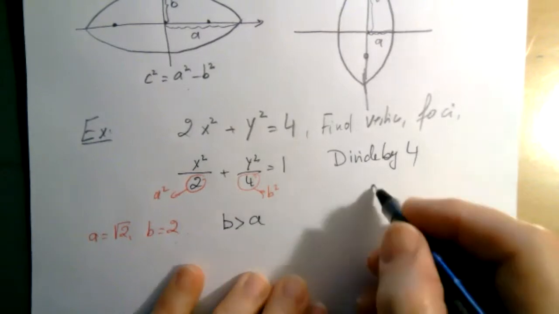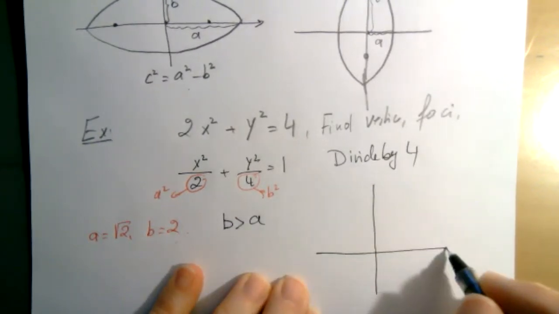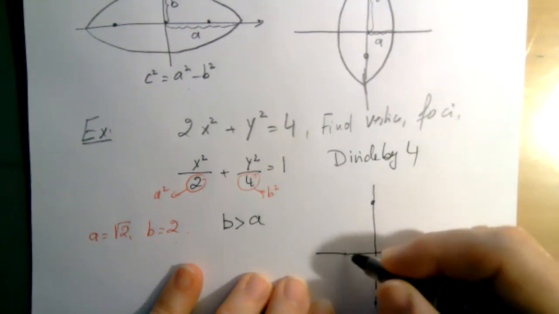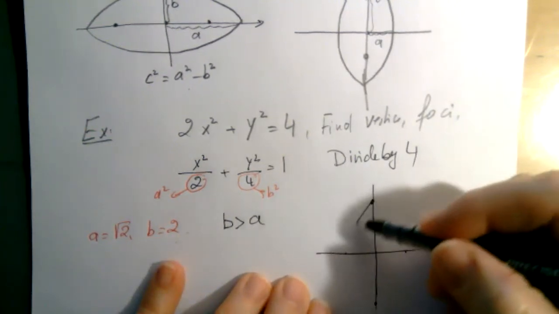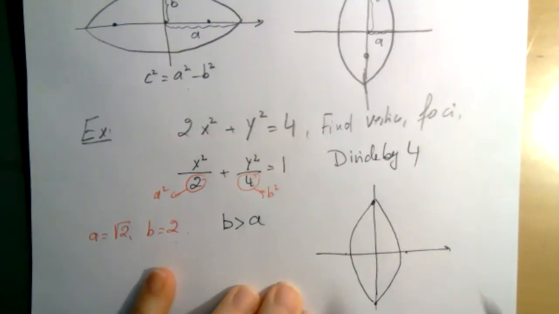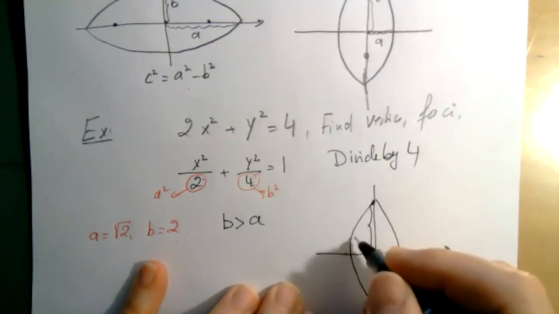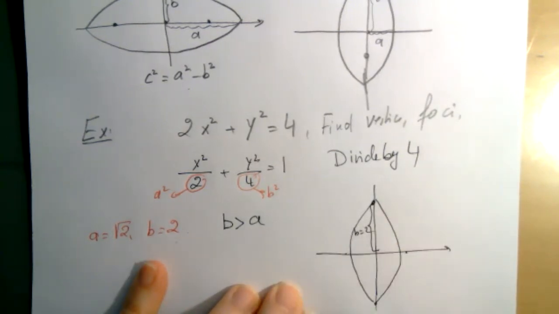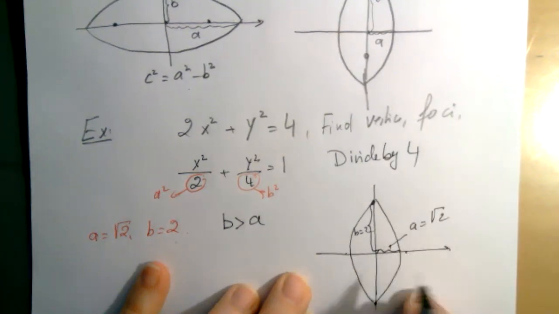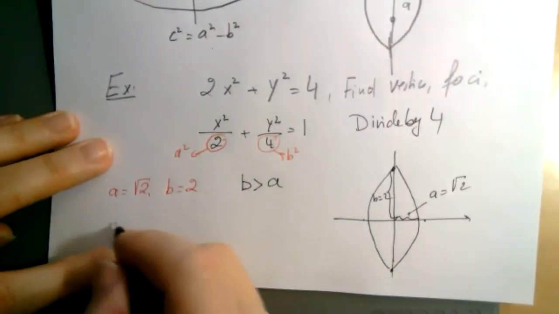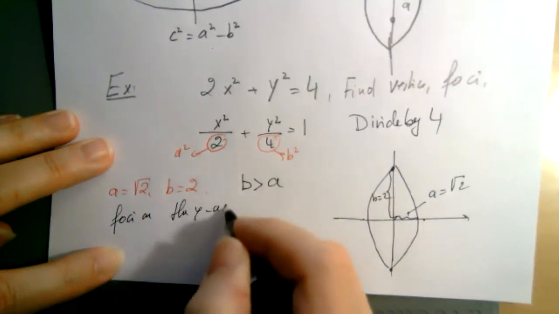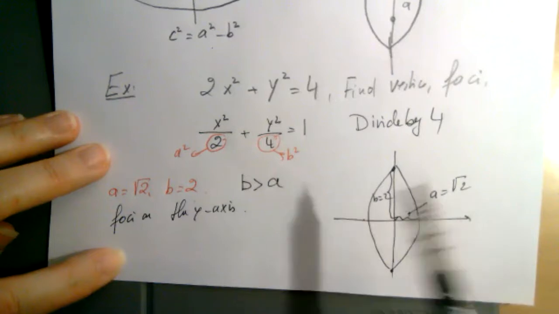So when I sketch this ellipse, B is like this, that's the 2, and A is definitely smaller. I'm going to sketch my ellipse, and it's going to look something like that. That's always the B, which is 2, and that's my A, which is the square root of 2. In this case, the foci are on the y-axis.